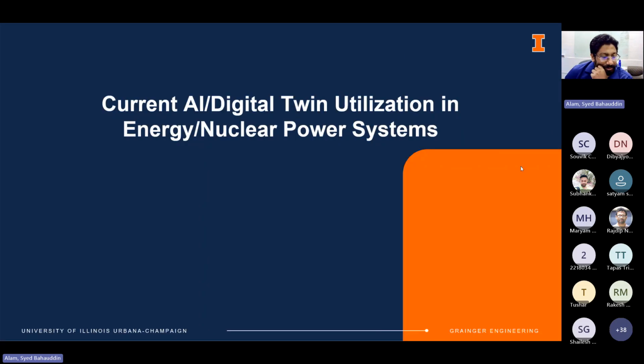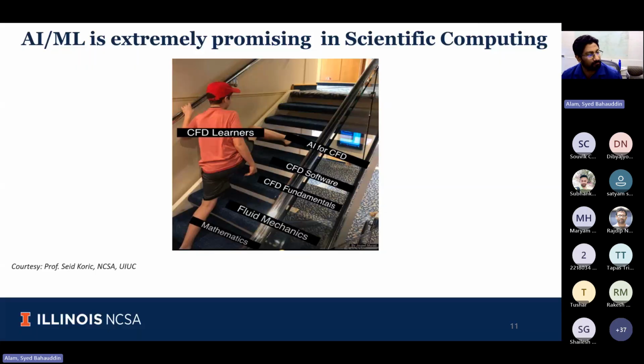So now I'm jumping to the main topic, the AI digital twin for energy or nuclear power systems. Most of our use cases are related to energy and nuclear systems rather than the regular benchmarking problem. So I'll go there soon.